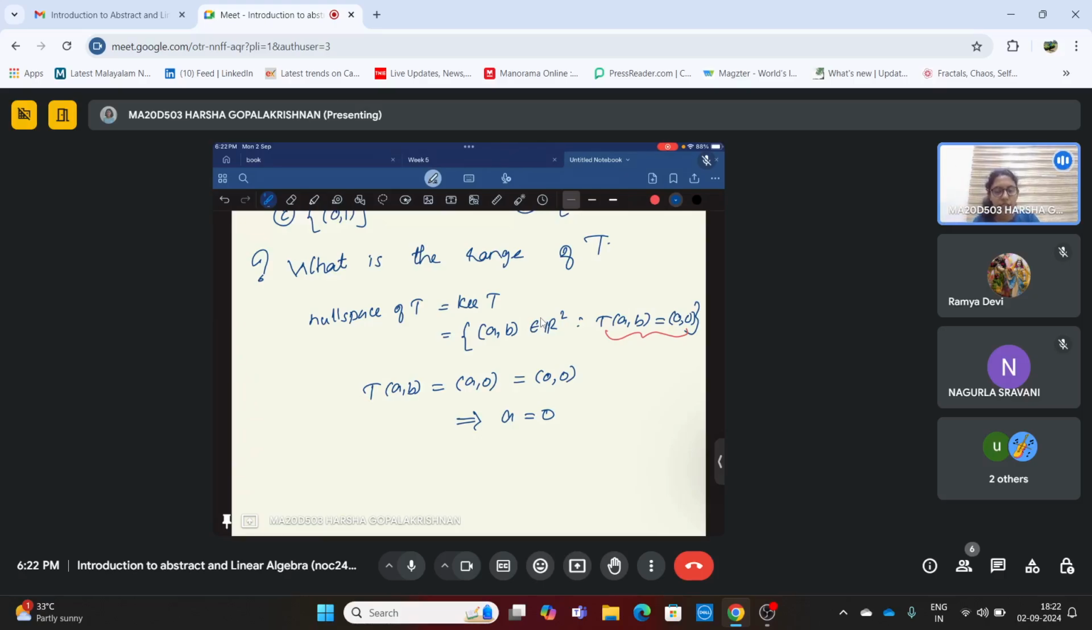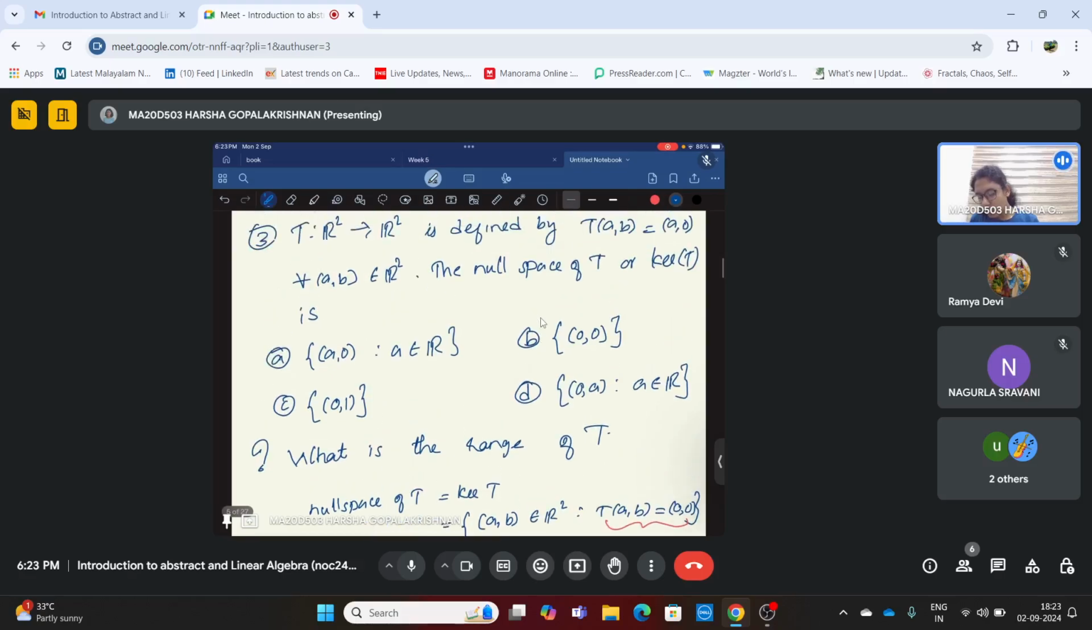From the definition itself we can see b does not affect the result at all. Whatever b we take, T(a,b) depends just on the first coordinate. So if we are equating to 0, only the first coordinate needs to be 0. For example, T of (0,1): by definition T(a,b) is (a,0), so T(0,1) is (0,0). If I take T of (0, 0.5), again this is (0,0). We are not checking b at all. It is always (a,0), so the only thing we require is that the first coordinate is 0.